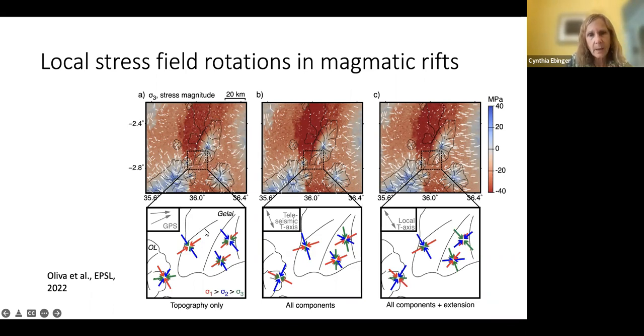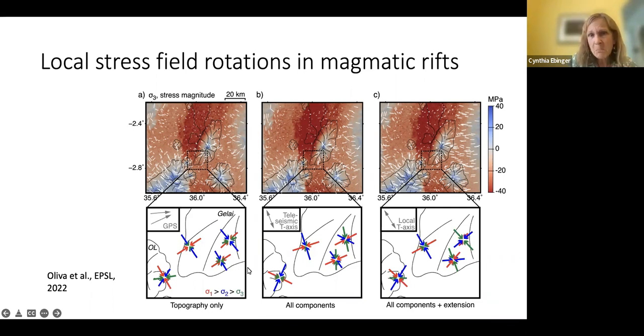And these are the stress directions projected onto a horizontal plane. And over here, this is the GPS opening direction, the teleseismic T-axis, and then the local focal mechanism T-axis in this box only. The GPS are from outside the box, so it's a little bit misleading. So there's an east-west direction from geodetic data.